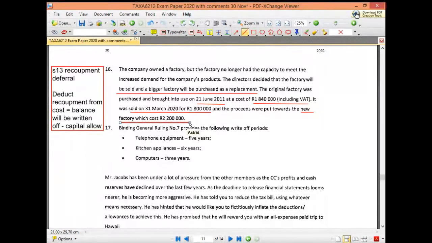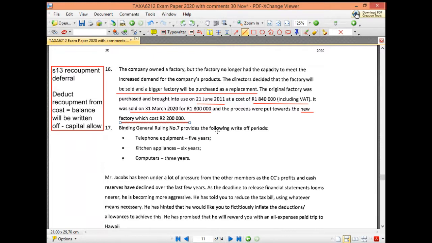Okay, so in this question, we will have our section 13 allowance, we will have the recruitment, and then we will have an allowance for the new building as well. So, and potentially a capital gain. Okay, so there's 4 things that you could potentially get out of just that one bullet point.